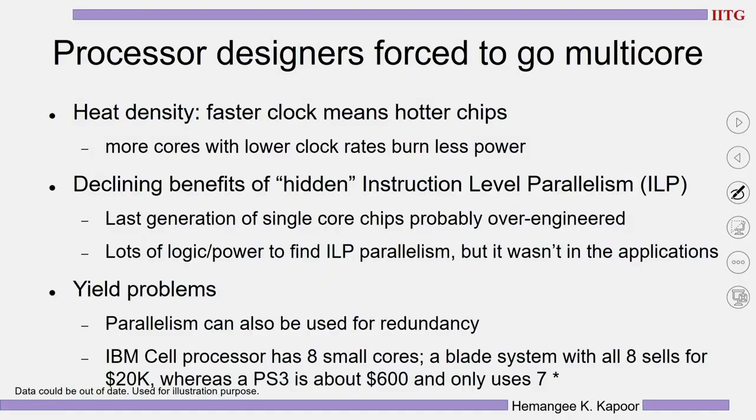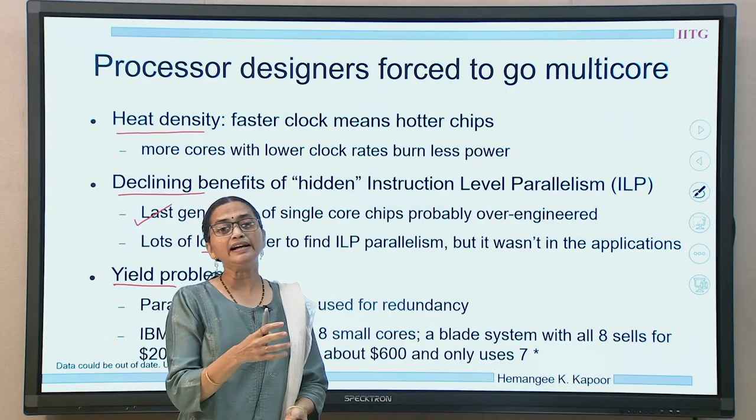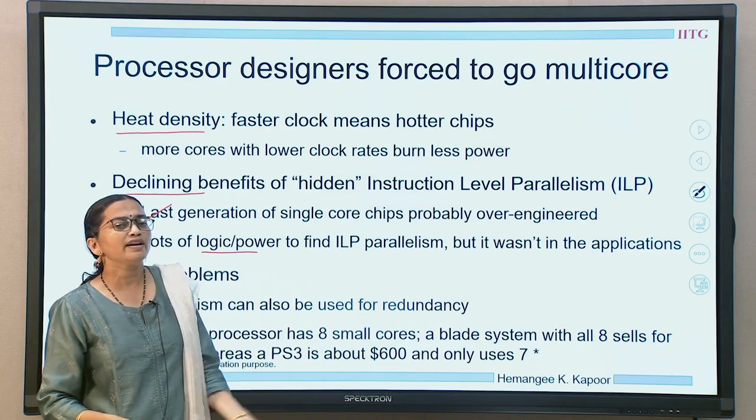The last generation single core ICs were probably over-engineered. We had lots of ILP exploitation happening there, but beyond a limit we could not exploit it further. We had integrated lots of logic and were consuming lots of power to harness ILP, but again it wasn't there in the applications beyond a limit. So there were declining benefits in ILP. The heat density was saying that you cannot have faster chips, and we also started having yield problems. If I have a complex IC design and after fabrication it doesn't work, we cannot sell it to the customer, right? So the overall yield reduced as the design complexity increased.